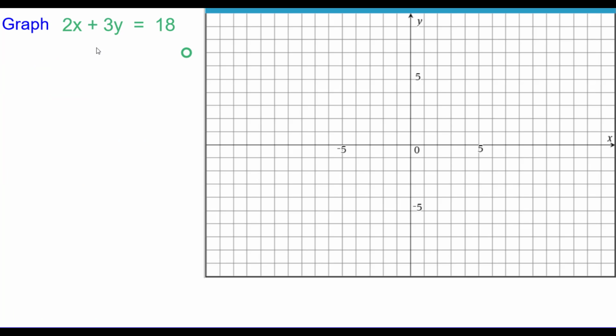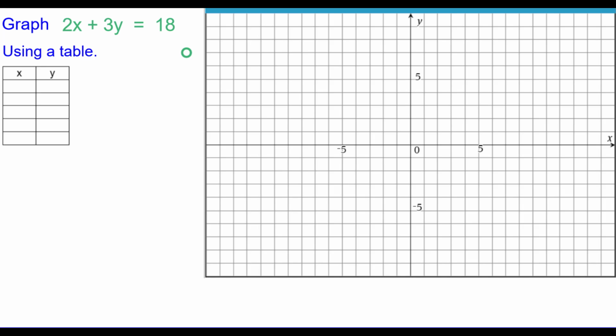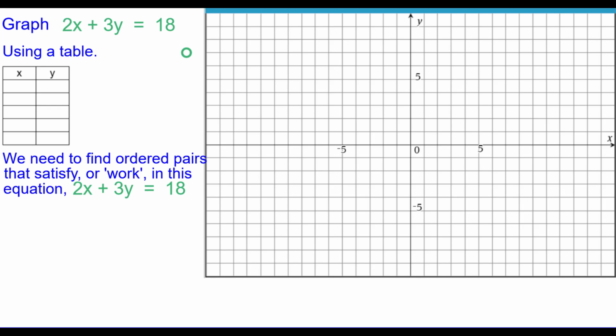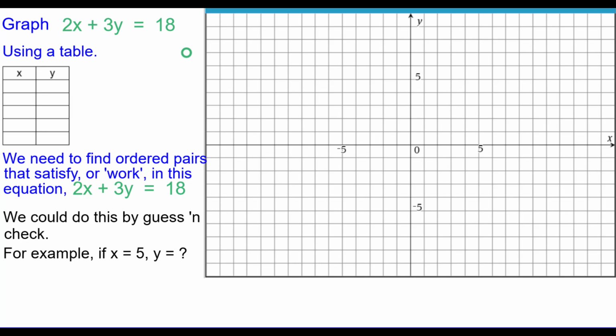Here we're going to graph 2x + 3y = 18. We're going to use a table the first way. So we'll create a table, and we need to find ordered pairs that satisfy, or work in, this equation, 2x + 3y = 18. We could do this by guess and check. For example, we could pick a number like 5 and substitute that in for x, and then try to find the value for y. So we'd like you to pause to answer this and then resume when you're finished.